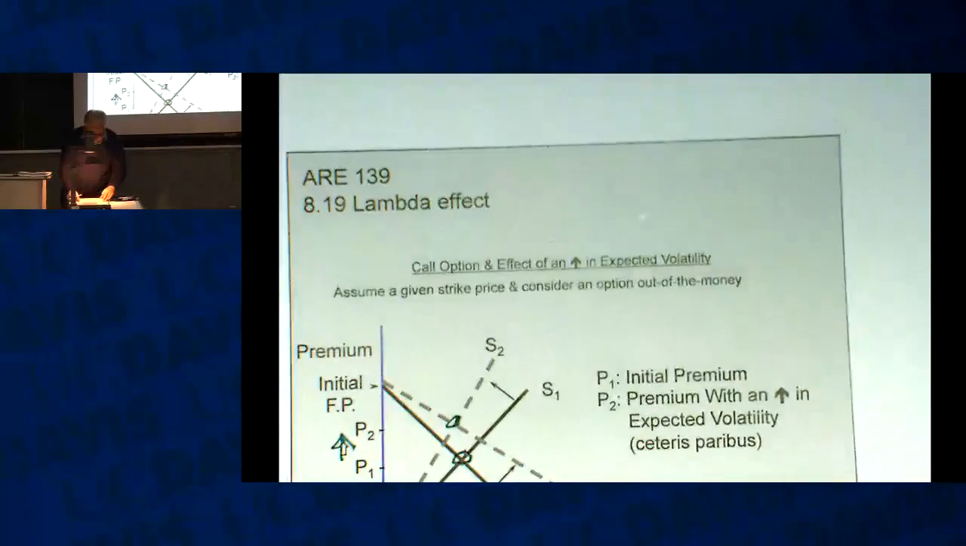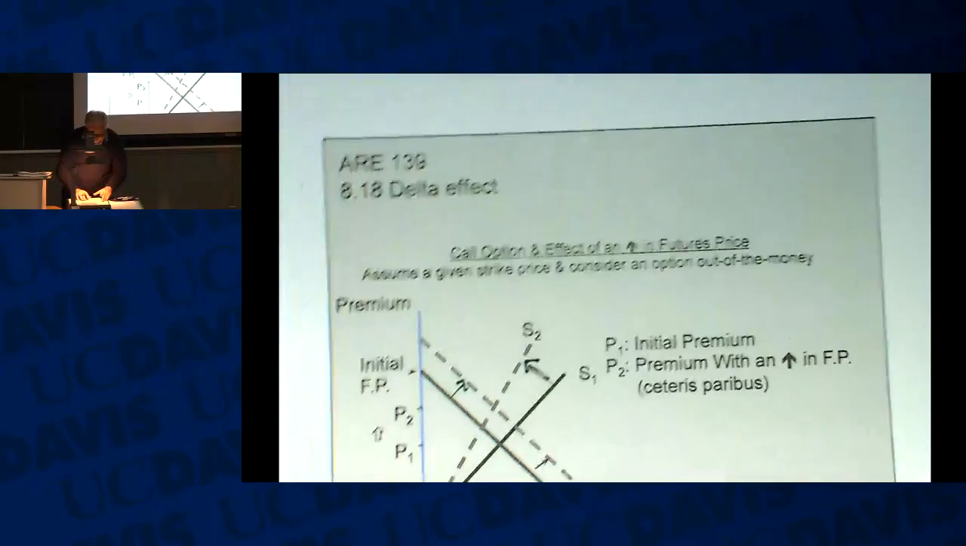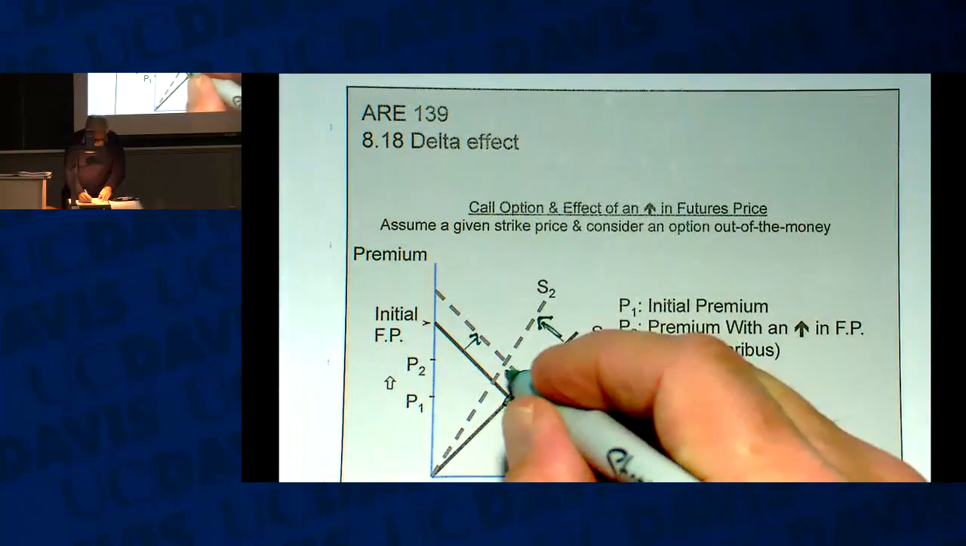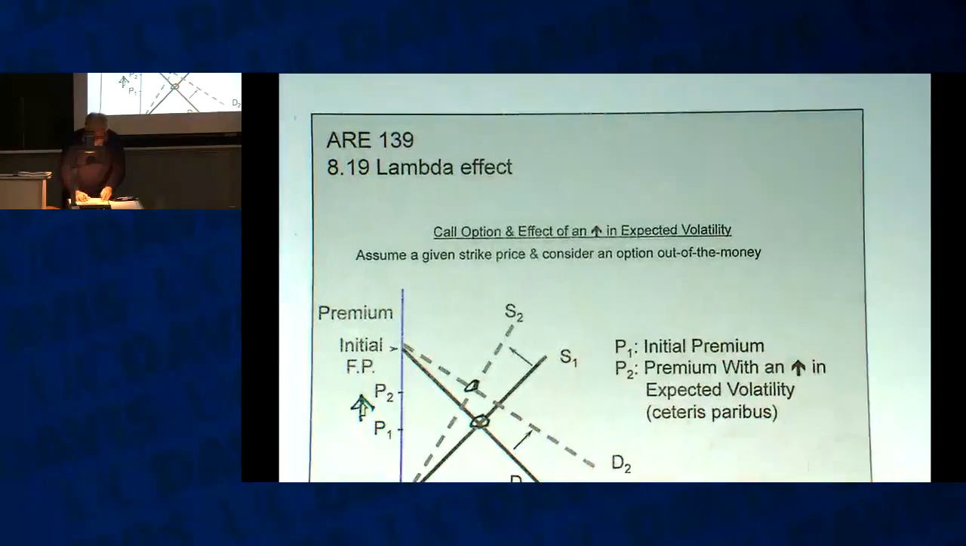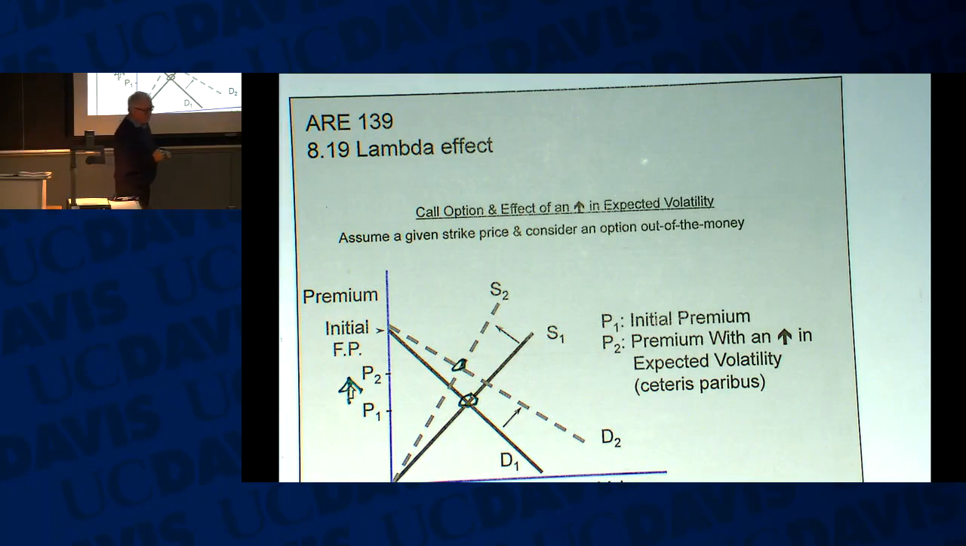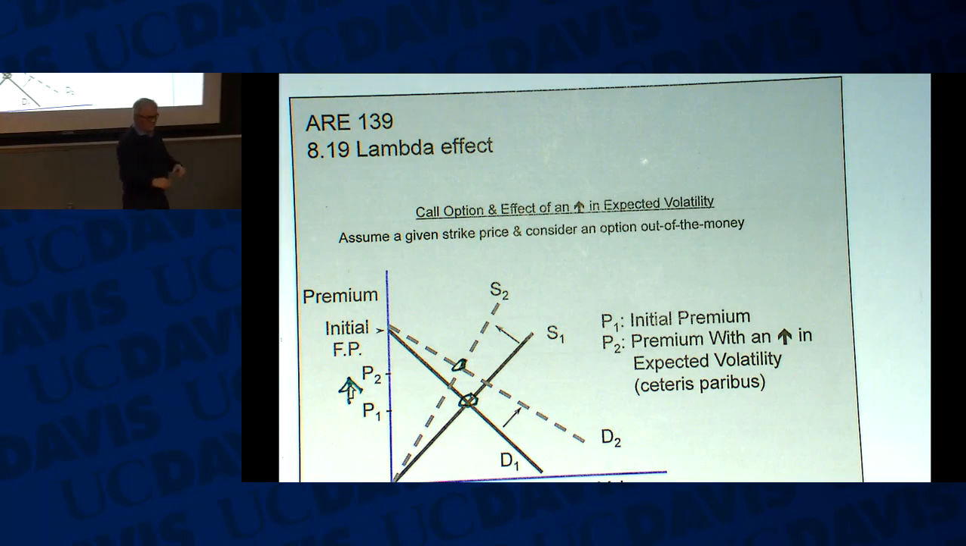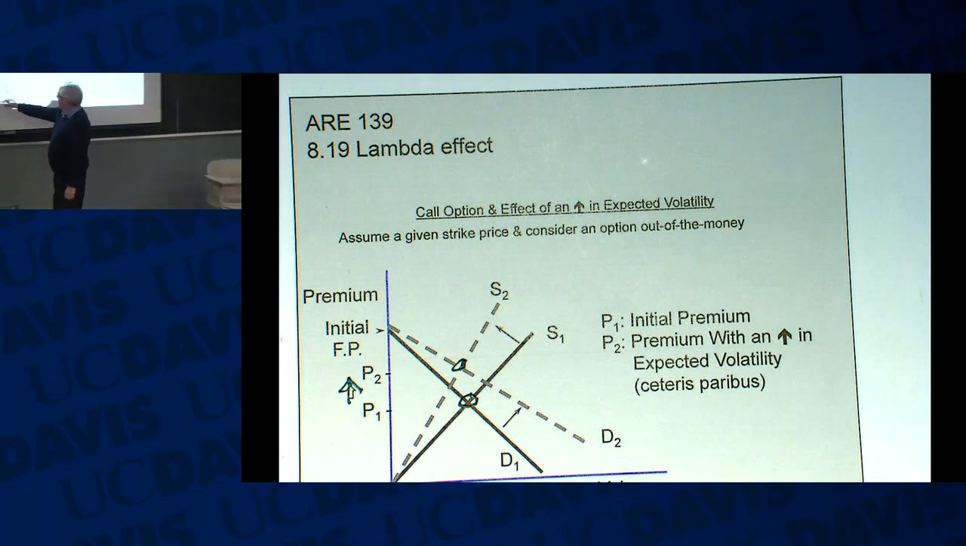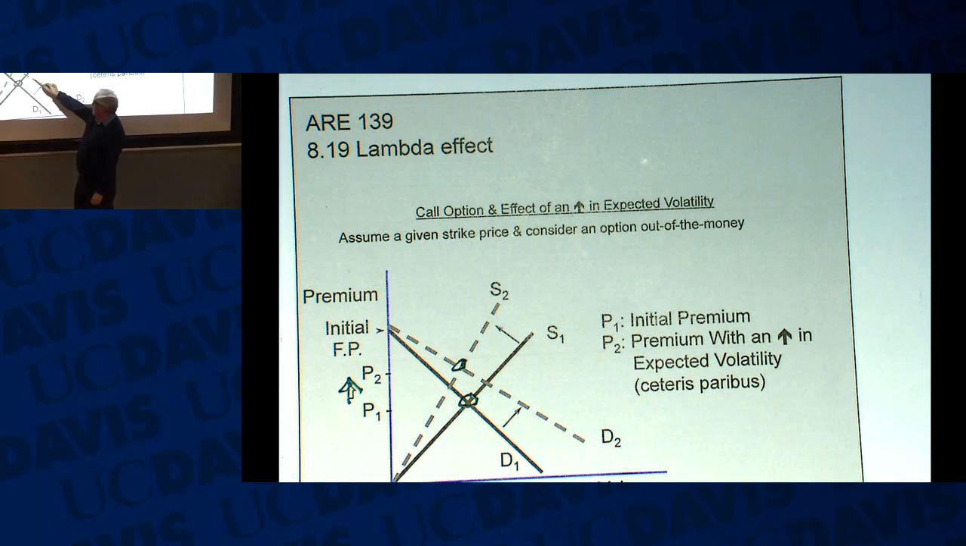Oh, sorry, I missed. This is volatility. This is the impact on the premium of a rise in the futures price. Here's the story in volatility. With volatility, you'll also get an increase in the premium, and it's because both the demand and supply rotate. The demand doesn't shift in a parallel fashion because the futures price hasn't changed.